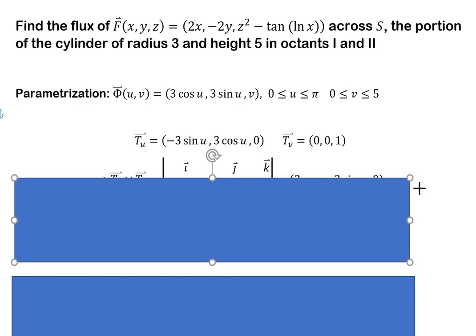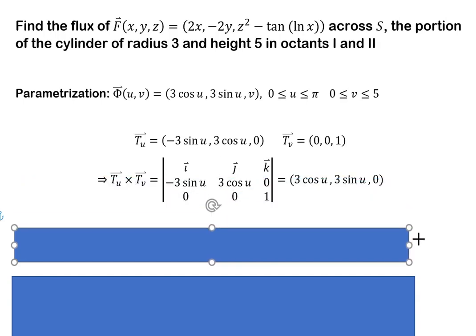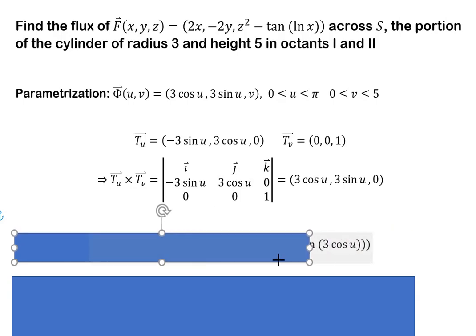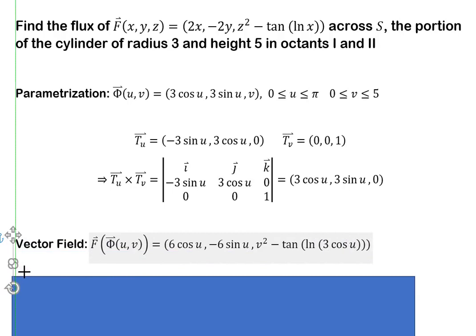We get negative 3 sine u, 3 cosine of u, 0, and then for t sub v hat, we get 0, 0, 1. Take the cross product of these two, and we get 3 cosine u, 3 sine u, 0. I need to take my parameterization and plug it into my vector field, capital F hat. And when you do that, you get 6 cosine u, comma, negative 6 sine u, comma, v squared minus the tangent of the natural log of 3 times the cosine of u.